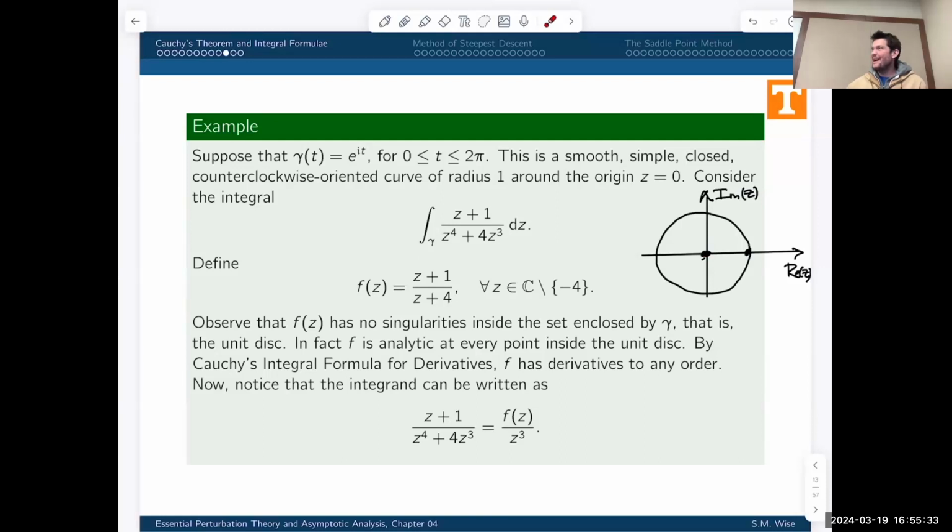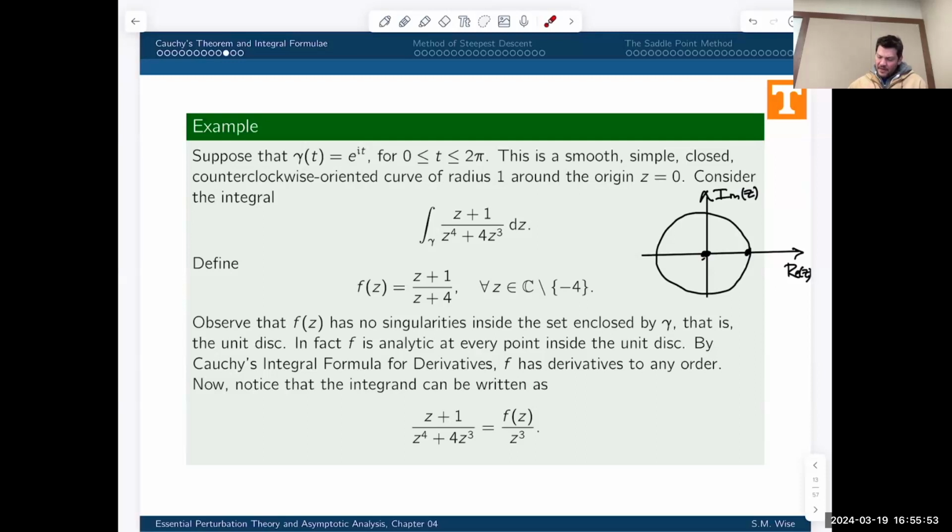Normally when we would do something like this, we'd have to substitute in gamma everywhere you see z, do a complicated expansion. We'd have to take the derivative of gamma with respect to t and calculate that very complicated integral with respect to the parameter t from 0 to 2 pi.